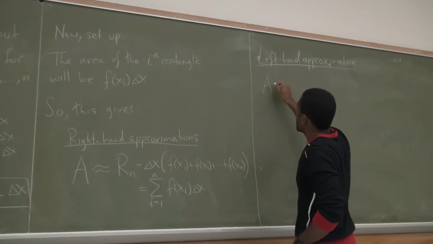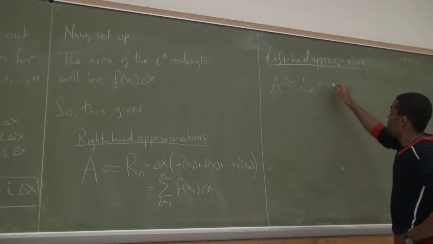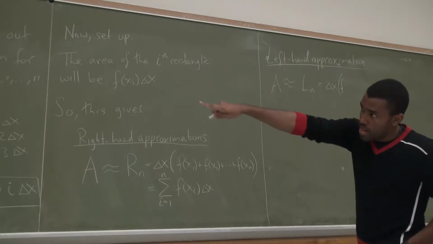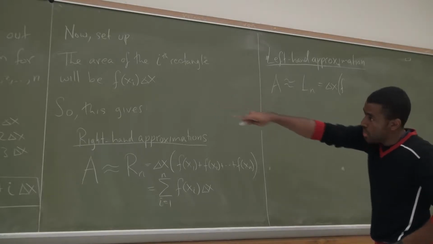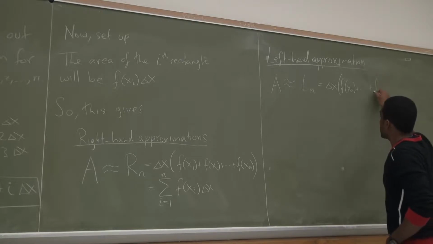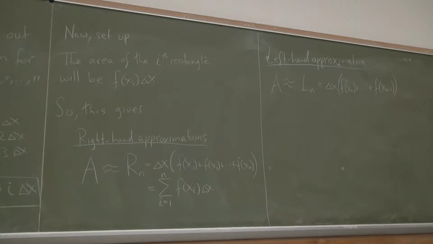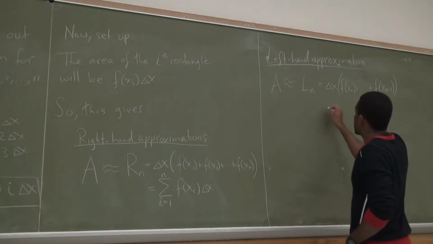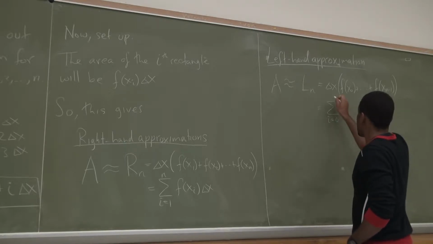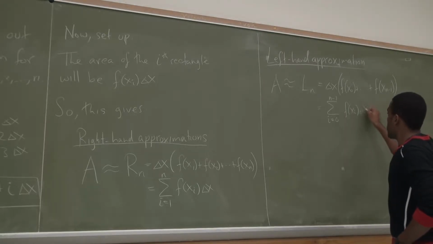In a similar way, you could use Ln to approximate this. So it's length times the heights. Now, in the left-hand ones, every point will be used except the last one, xn. This one starts at x0 and goes all the way to the second to last point, because you can't take the points on the right-hand side. So this is just the summation: i goes from 0 to n minus 1 of f of xi delta x.